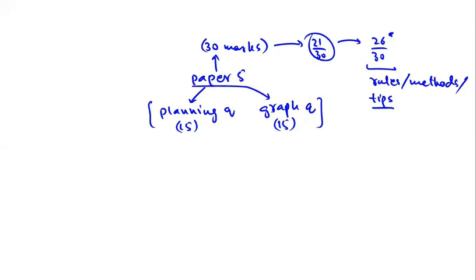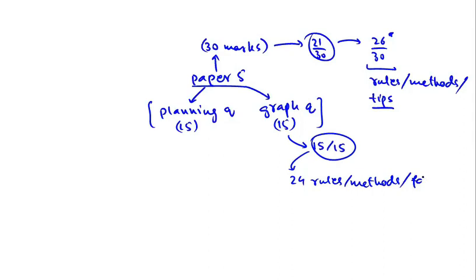Okay, kids, let's look at the questions of Paper 5 now. We will look at the graph question first because the graph question of Paper 5 is a question in which you can always score full marks, 15 out of 15. And to score full marks in this question, you have to know 24 rules, methods and formulas. So altogether there are 24 rules, methods and formulas that you have to learn to cover all parts of the graph question of Paper 5. But the good news about these 24 rules is they are all mathematical and you can say that no physics is involved here, right?